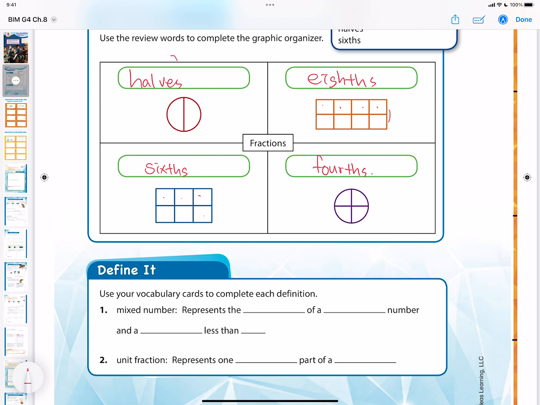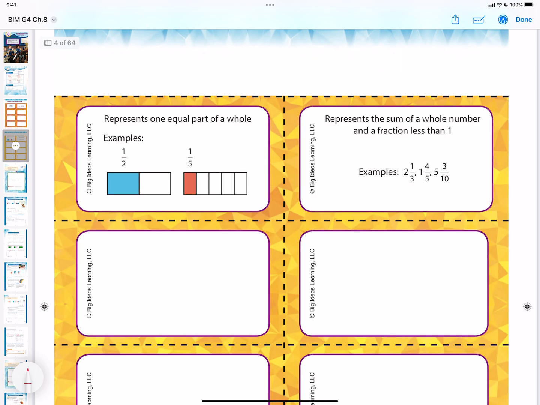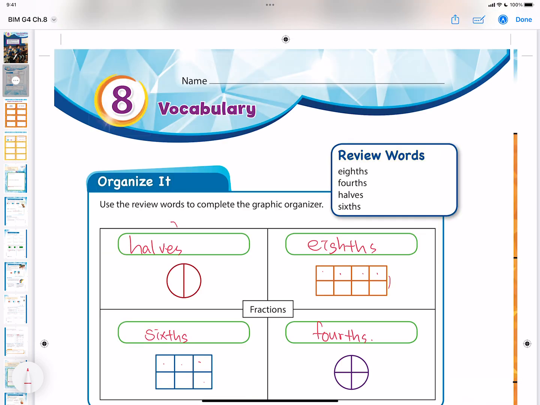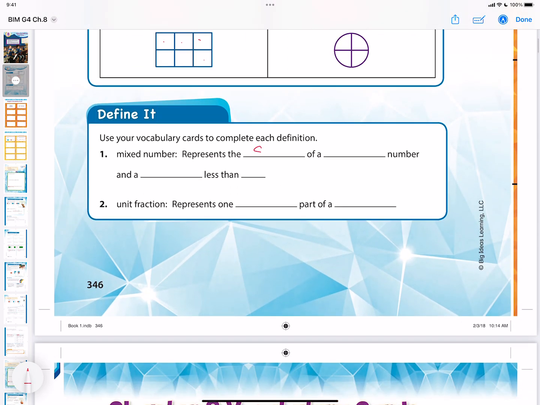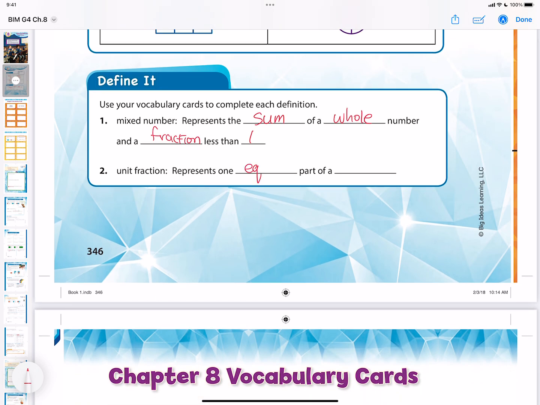Okay, now mixed number, it's on the next page. Okay, next, mixed number is what? Yes, this is mixed number. So I want you to write. It represents the sum of a whole number and a fraction less than 1. So a unit fraction means what? Represents one equal part of a whole.